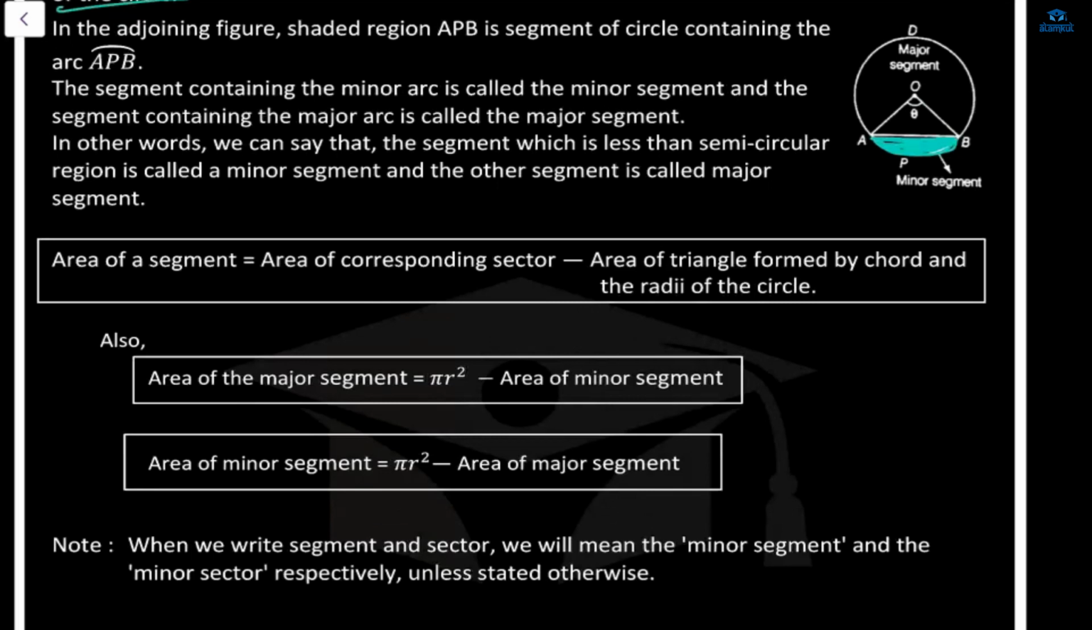Okay, then we'll get the area of the segment. Now again, if you know the area of one segment, that is, if you know the area of the major segment, then you can subtract it from the complete area of the circle to find the area of the minor segment. And if you know the area of the minor segment, then you can find the area of the major segment by subtracting the area of the minor segment from the area of the complete circle.